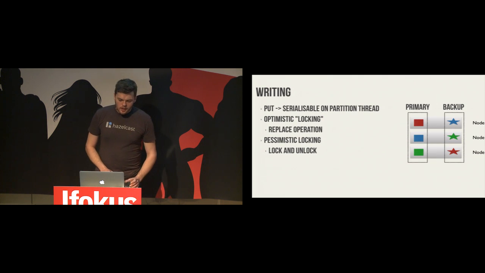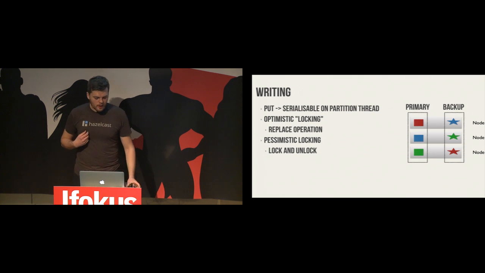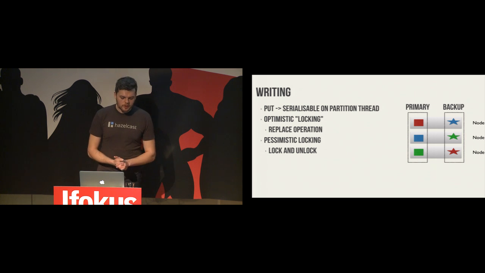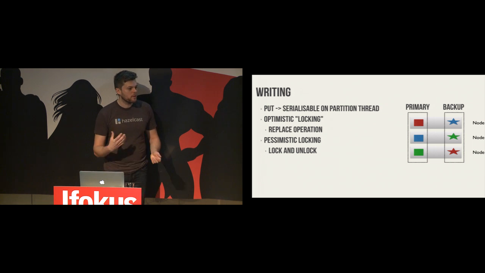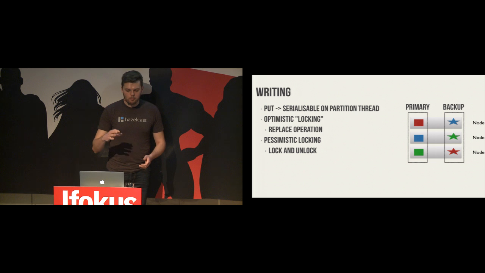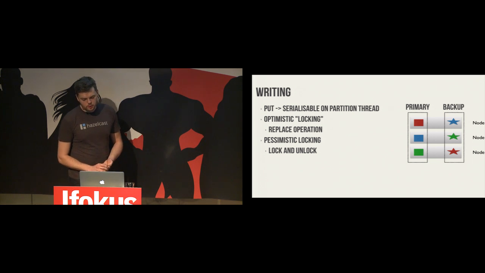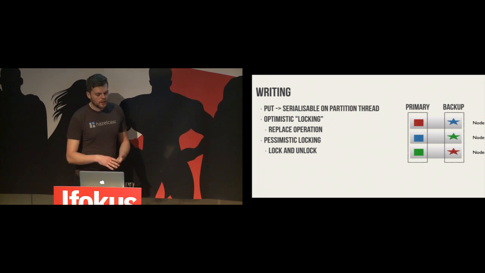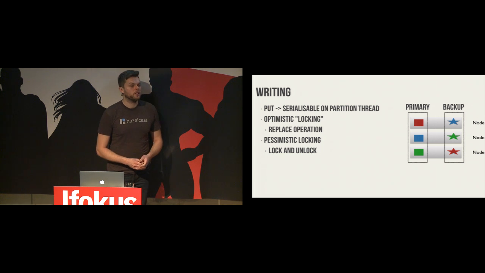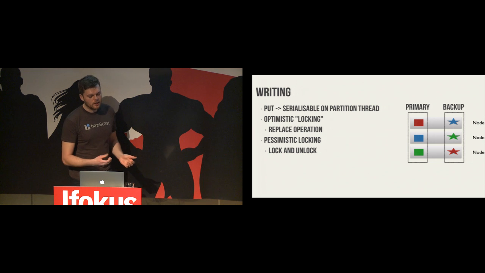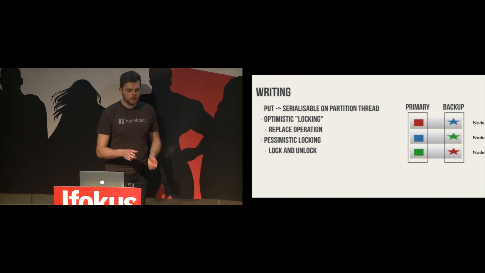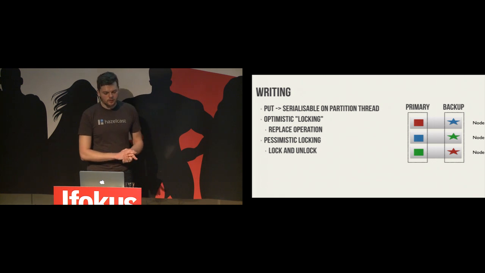When it comes to writing, it's serializable on partition threads. So a put is atomic for one key. So this is the main difference. We're going to see it with most or all of the NoSQL solutions we're going to look at. You don't have transactions in the way you had in an RDBMS system. You normally can store something atomically, but only for one key, under one key. You can't store 10 keys and have a transaction.